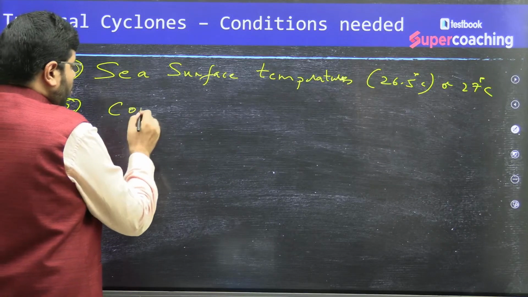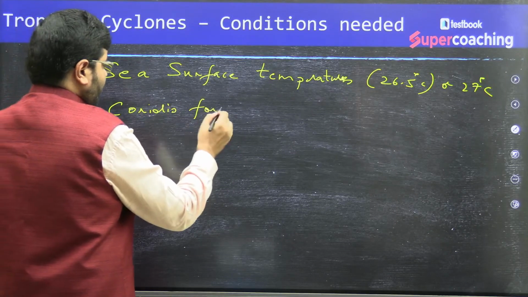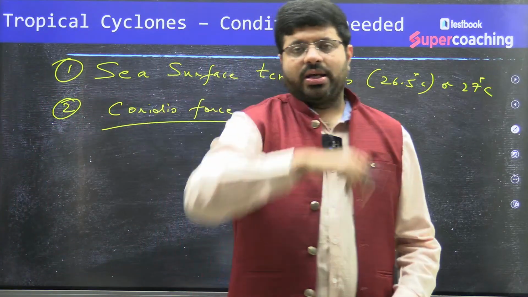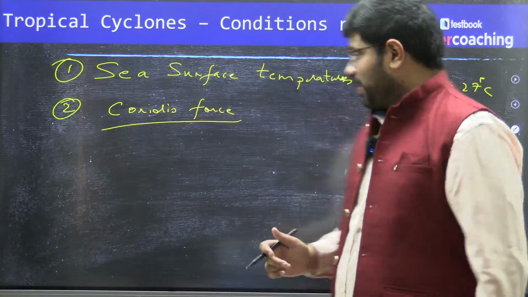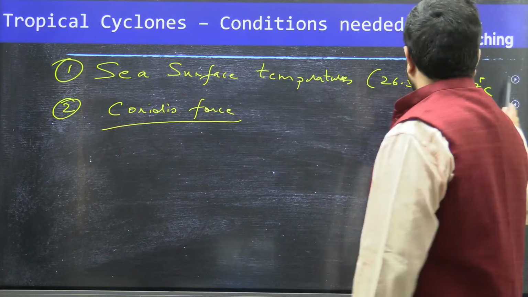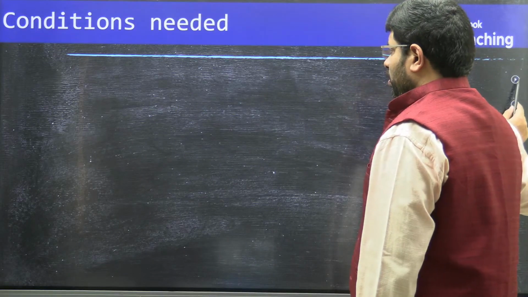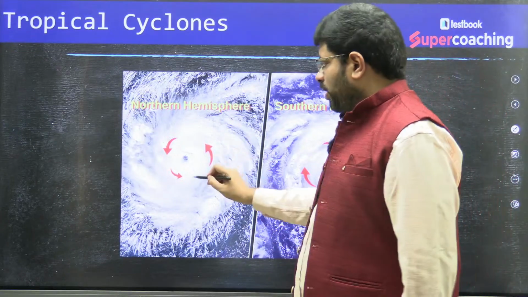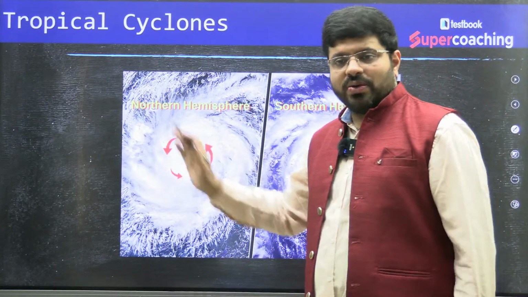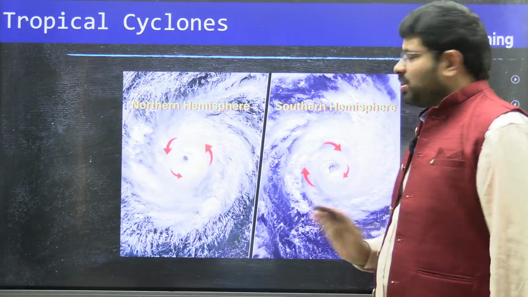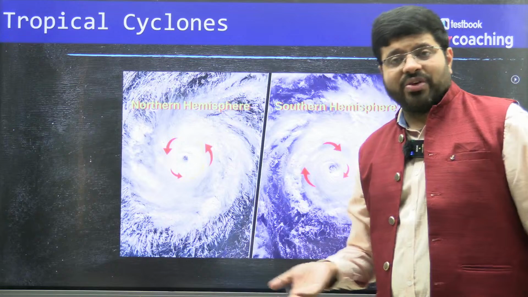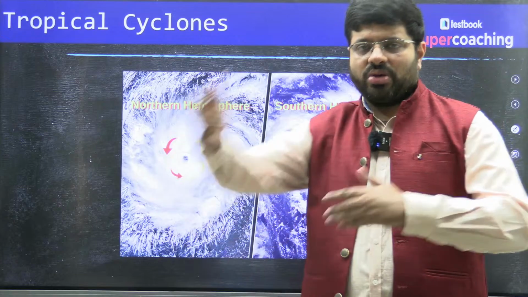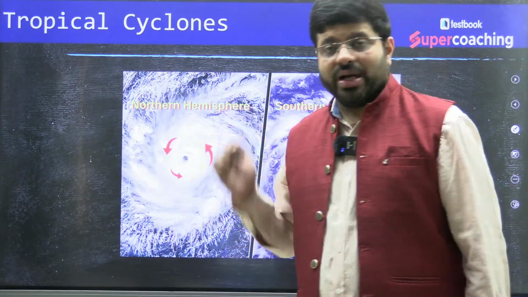They also need the Coriolis force for a cyclone to rotate, right? Without the Coriolis force, a cyclone will not rotate in an anti-clockwise or clockwise direction. So the Coriolis force is the one which makes the cyclone rotate in this way, anti-clockwise in the north, clockwise in the south. Since the Coriolis force deflects towards the right in the northern hemisphere and left in the south, all the wind systems will rotate in an anti-clockwise direction in the north, as you have seen.